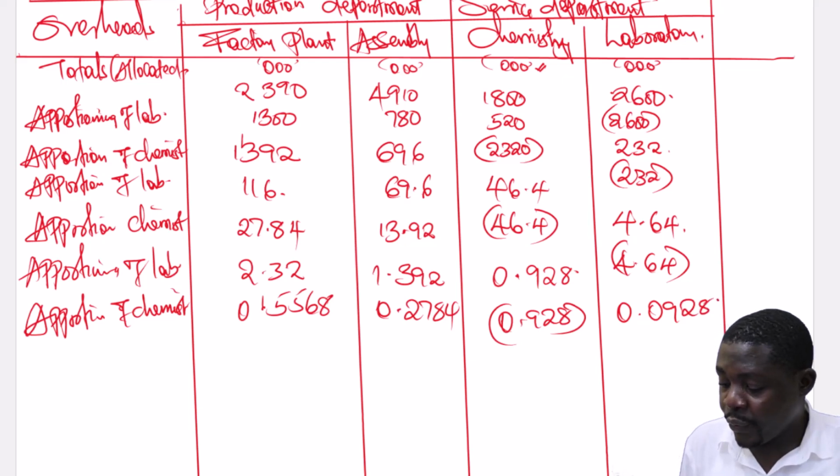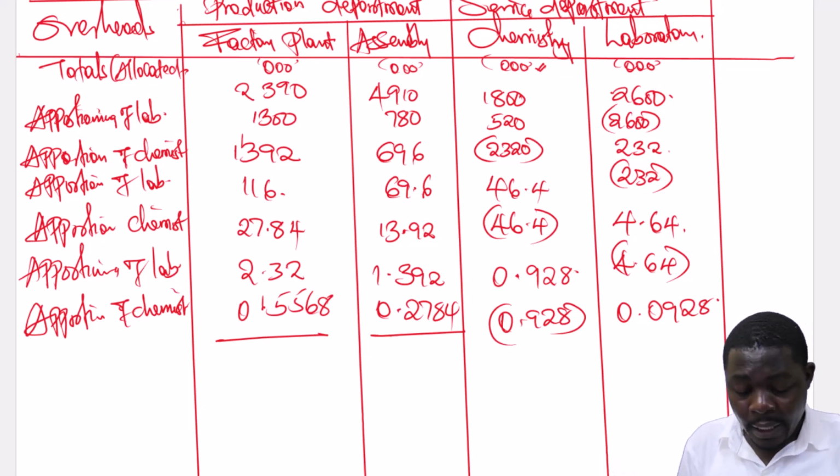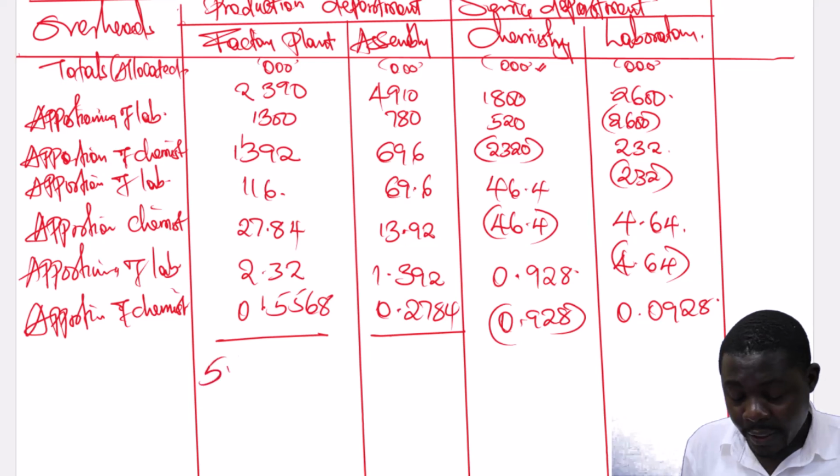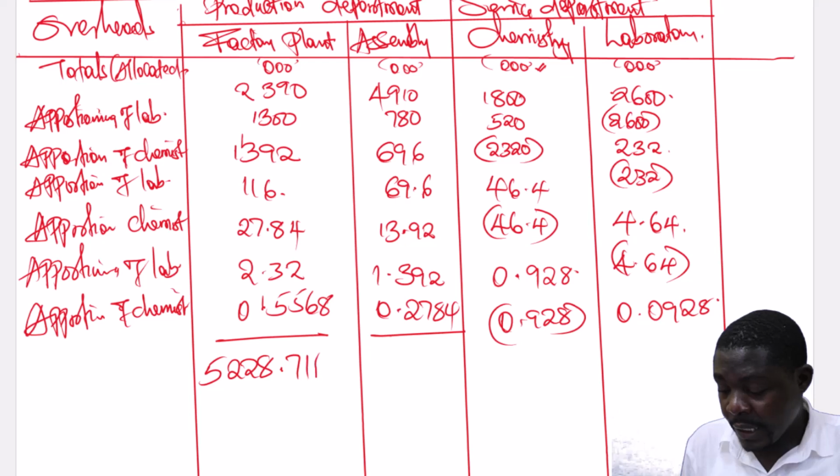And then we have to find the total at this point. Now I'm going to take 2390. We add 1300 plus 1392 plus 1116, 27.84 plus 2.32 plus 0.5568. Get 522.7168.